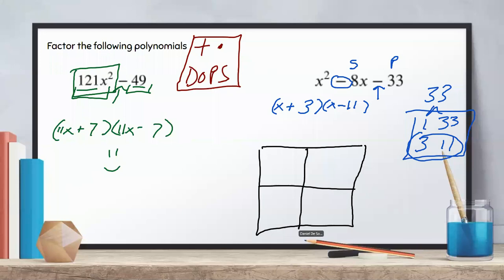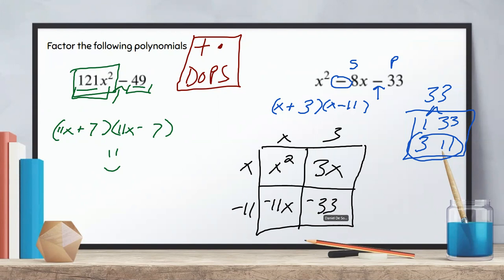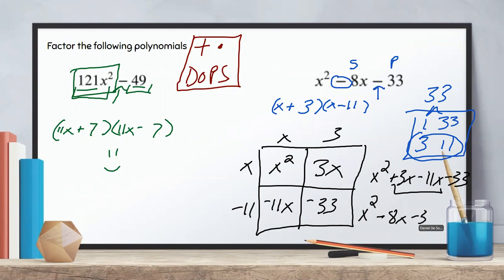Box method quickly is you can write x and 3 and x and -11. Now we're going to multiply. X times x is x squared. X times 3 is 3x. -11 times x is -11x, and -11 times 3 is -33. We get x squared plus 3x minus 11x minus 33. The middle terms will always be like terms. So we're left with x squared minus 8x minus 33. I know I'm good to go.